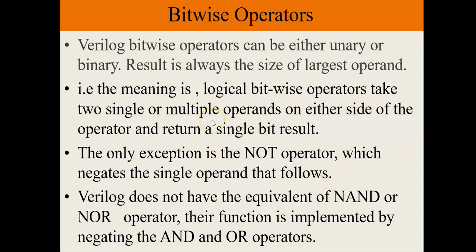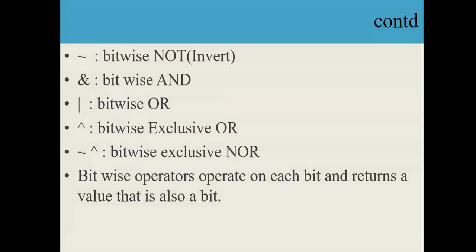So how do we do this? Logical bitwise operators take single or multiple operands on either side of the operator and return a single bit result. The only exception is the NOT operator, because it has only one operand. It will not have two operands; negation takes only one operand. Verilog does not have the equivalent of NAND. Remember, we don't have NAND or NOR. What do we do? We take AND with negation, which becomes NAND, or OR with negation, which becomes NOR. You can see this in the examples.